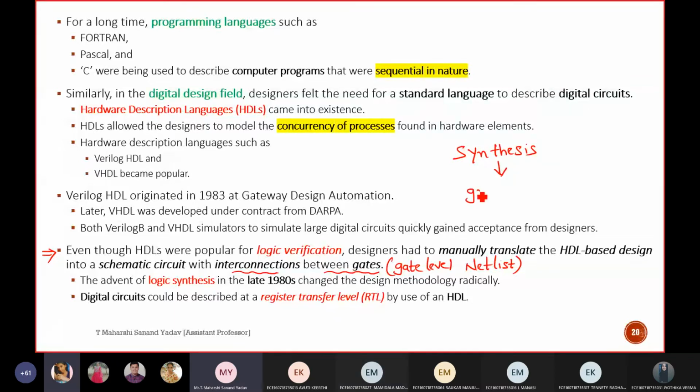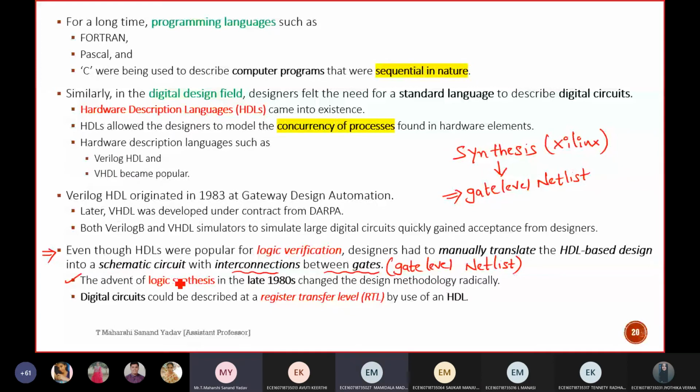After synthesis, we will get the gate level netlist. All of this will be handled by that software tool. I'll show you once we are doing the lab session based on Xilinx. So synthesis means generation of gate level netlist. Done. Next.